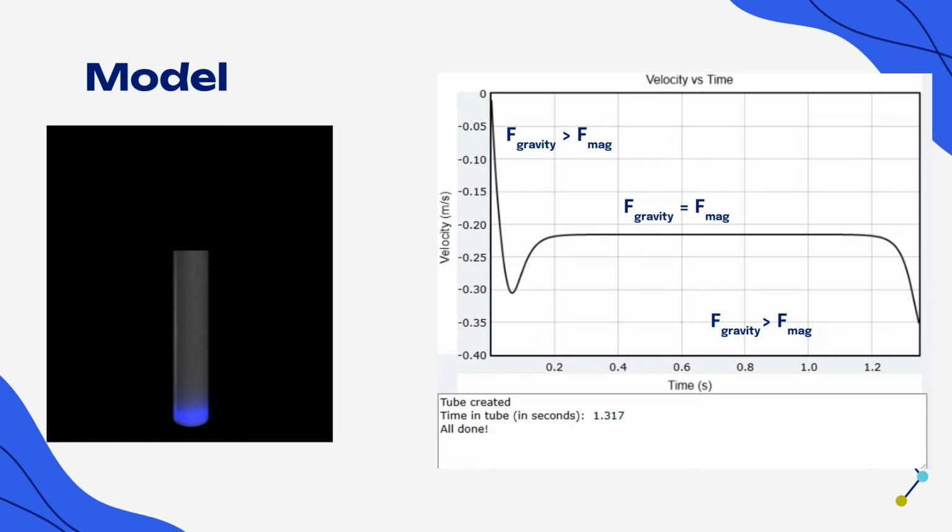So this is the model that the computational model created. In the beginning of it, gravity is greater than the magnetic force, and then in the middle, the gravitational force is equal to the magnetic force. And at the end, gravity is again greater than the magnetic force. The time it took to fall was 1.317 seconds, which is slightly faster than the experiment.